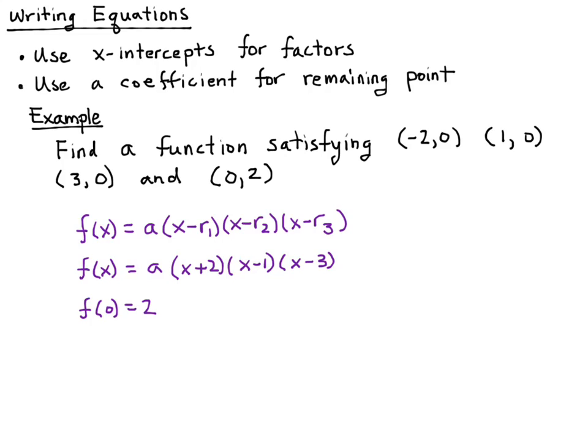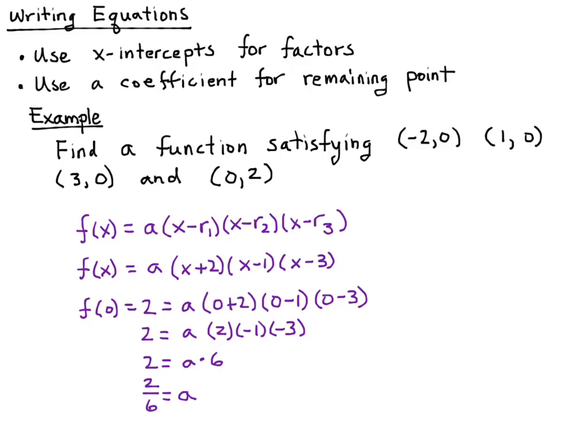Okay, so how do we find a then? We say, all right, we have this remaining point, and we're going to stick that in the equation. We know f at 0 equals 2. So I'm going to plug in a 0 wherever my x is, and then simplify from there. So I get 2 equals a times 2 times -1 times -3. And when I do all my math, I get a equals 1/3. So now I have all the pieces. I have all my terms that involve x, and I have that coefficient.